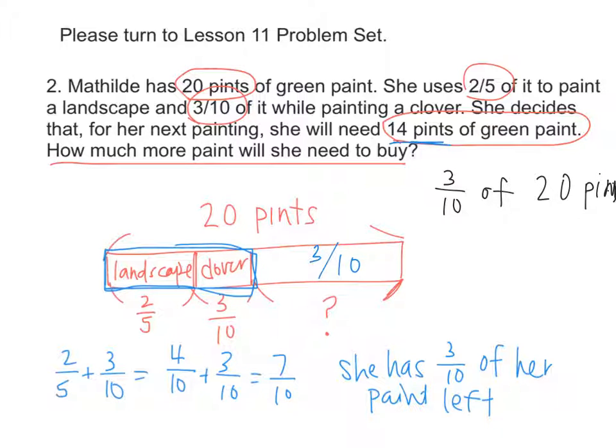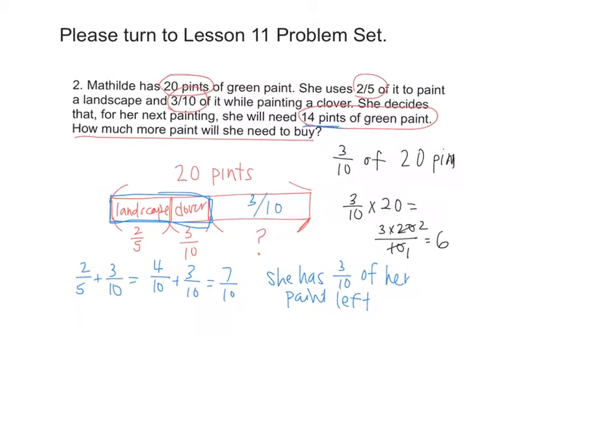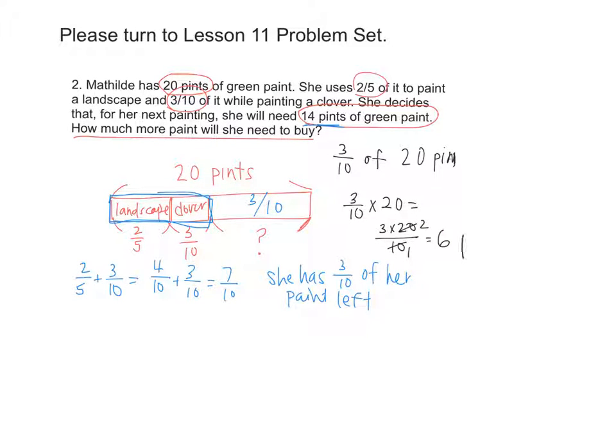So how can I do 3/10? How can I find out how many pints that is? 3/10 of 20. 3/10 times 20. Oh, I could do 3/10 times 20, which is the same as 3 times 20 over 10. Yep. And then can I simplify the 10 and the 20, changing it to a 1 and a 2? Yeah. So she has how many pints left over? 6 pints left over. Now she needs 14 pints all together, and she has 6 pints left at home.